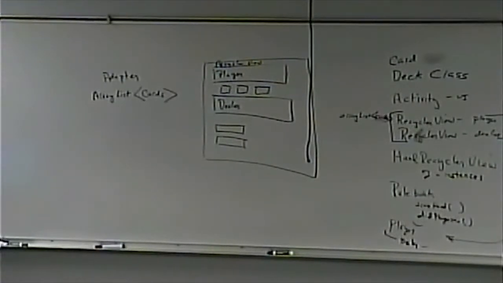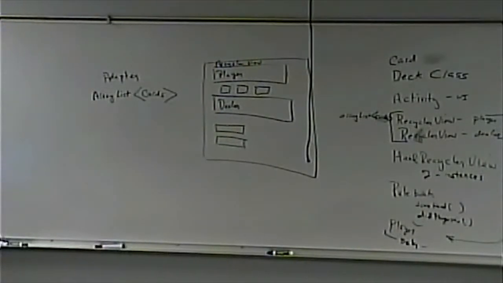What's our recycler view going to look like? All right. What methods exist in a recycler view? We're going to have a constructor. We're going to have a constructor with the array list of cards, and we're going to somehow pass in an array list of cards.